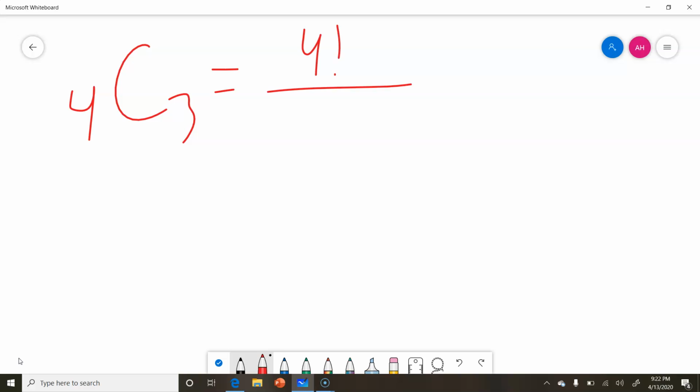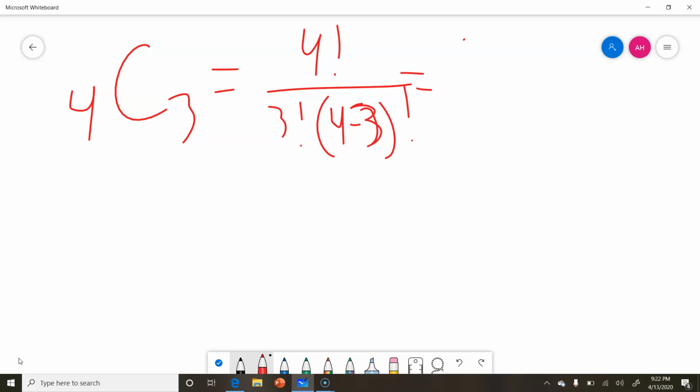So let's say that we have 4 choices and only 3 at a time. So that's going to equal 4 factorial over 3 factorial times (4 minus 3) factorial. Okay, that's just the formula. I just punched it in.